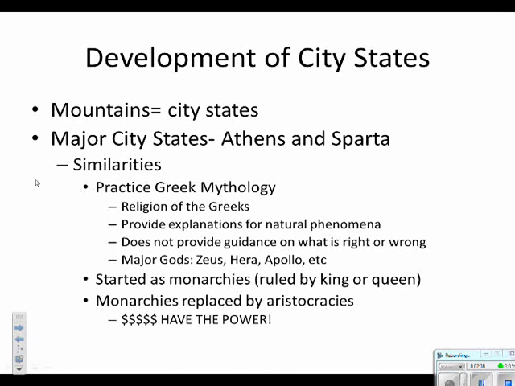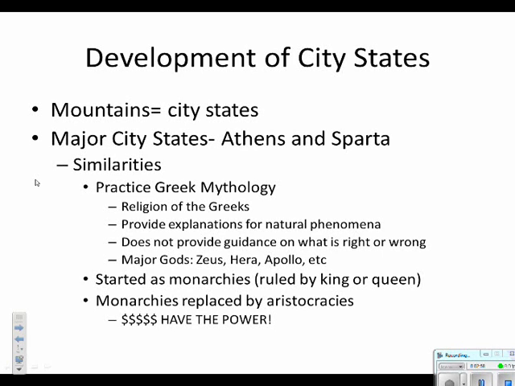So because of these mountains, the Greeks have to form city-states. Again, city-states are areas that have similar culture but different governments. They're not united. The two major city-states you need to know about are Athens and Sparta. We'll go over their differences in a second, but let's first look at their similarities. Remember, their major similarities are going to be in culture.